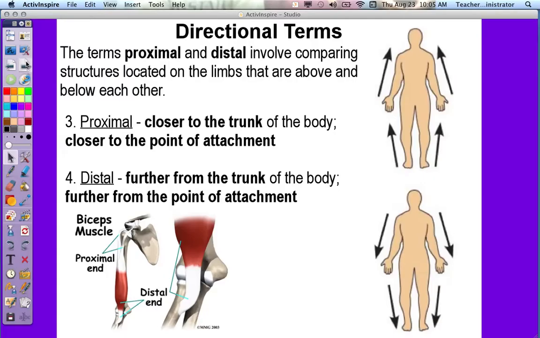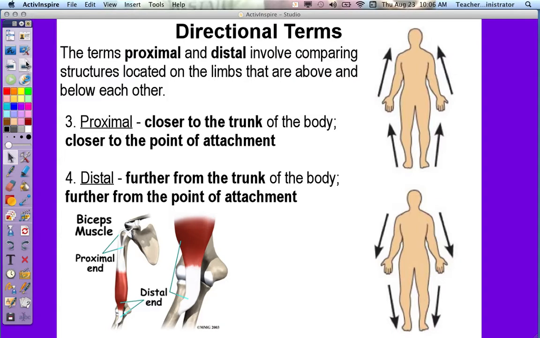The next 2 terms are proximal and distal. These are the 2 toughest terms for people to learn. For some reason, they're just a little bit harder, so you might want to spend a little bit more time studying them. These 2 terms are used when you're comparing structures located on the limbs. So if you're talking about 2 structures on your arm or 2 structures on your leg, you're going to use the terms proximal and distal.